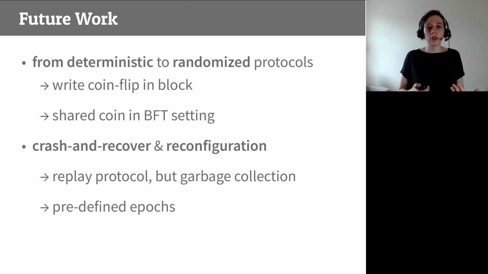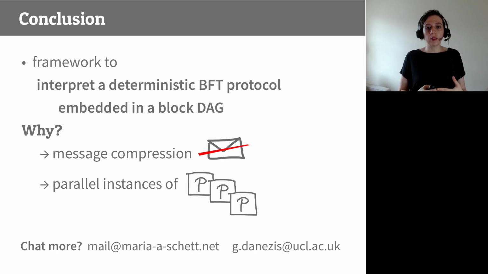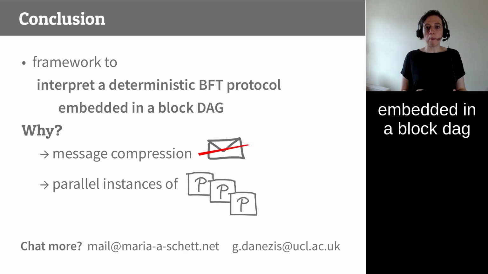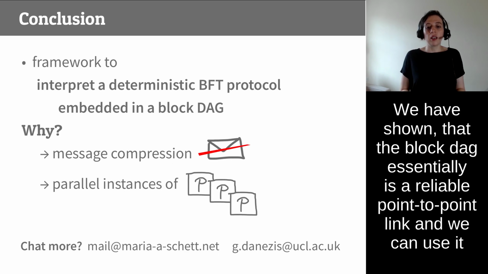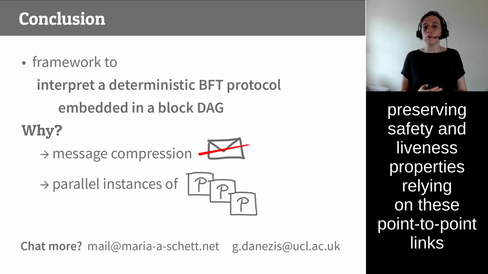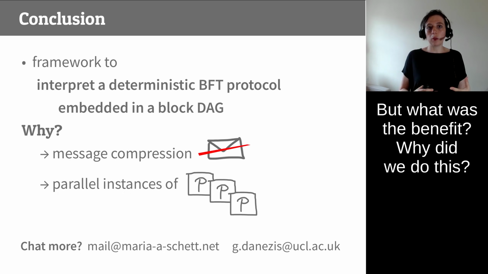So, to recap, I have presented a framework to interpret a deterministic Byzantine fault-tolerant protocol embedded in a block DAG. We have shown that the block DAG essentially is a reliable point-to-point link, and we can use it to interpret the protocol on top of it, preserving safety and liveness properties relying on this point-to-point link. But what was the benefit? Why did we do this?